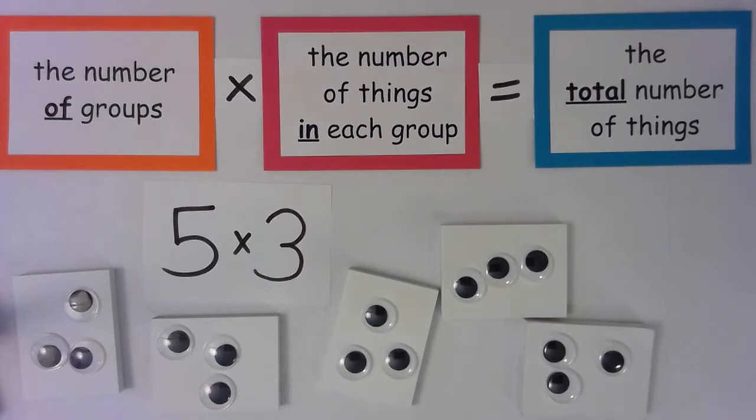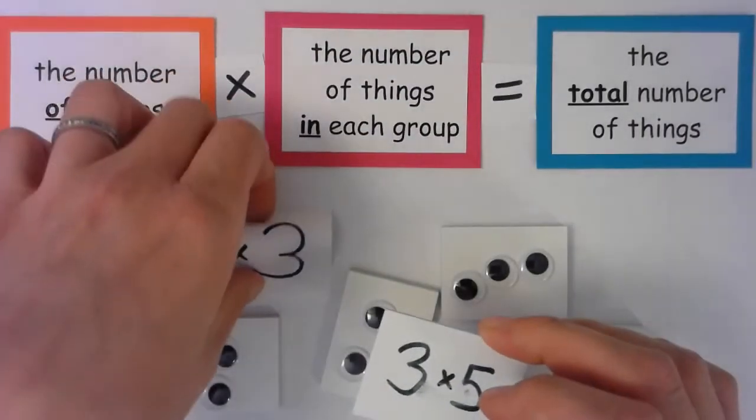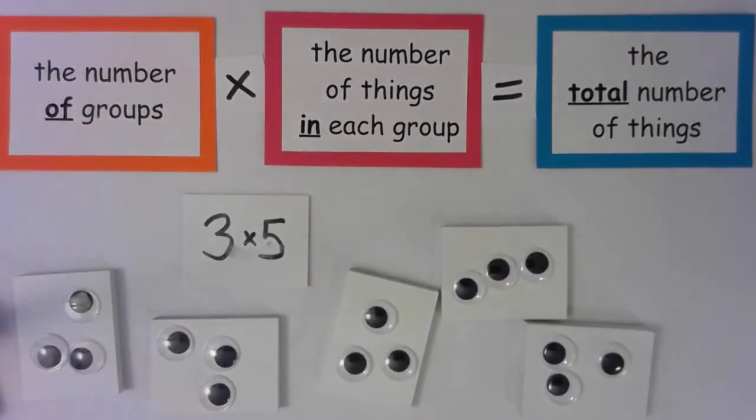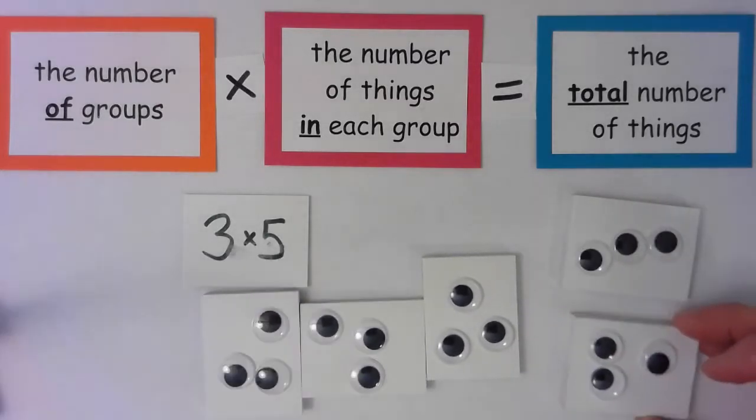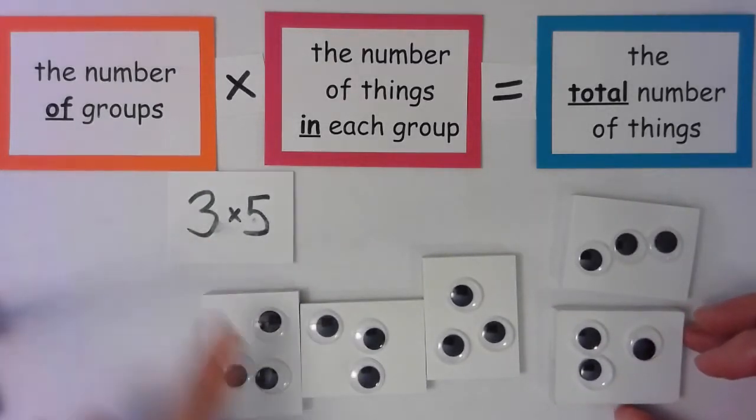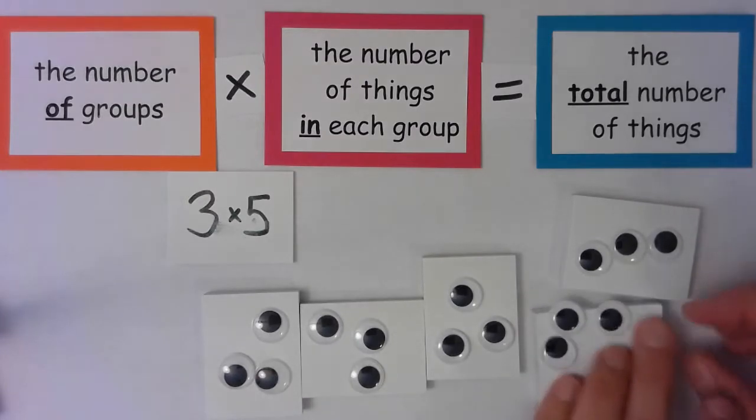Now, another way that I could think of this is that 5 groups of 3, 5 times 3, is actually equal to 3 times 5. That's the commutative property of addition. So there's my 3 times 5. Now I'd have to model that separately. For that, I only want 3 groups. Notice I'm going to leave all the eyes here though. I want 3 groups, so I'm going to take these pads away.